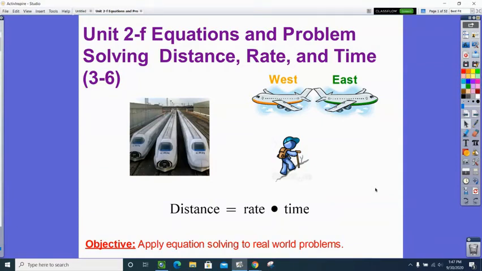Okay, today we're going to take our solving equations to another group of application problems called distance, rate, and time. And there are basically three types of problems that we'll talk about.